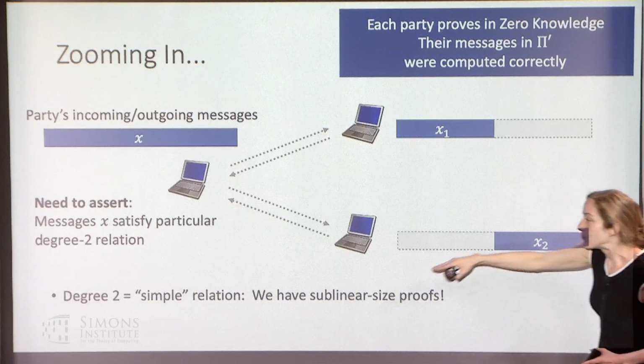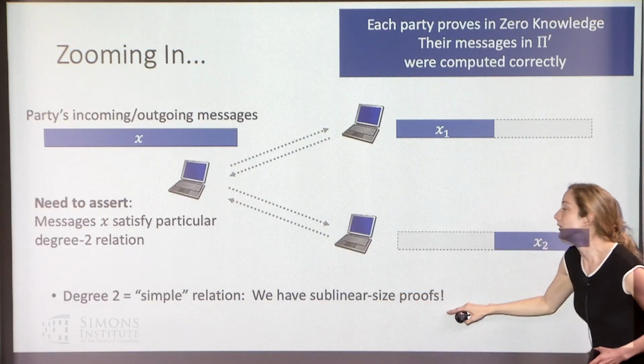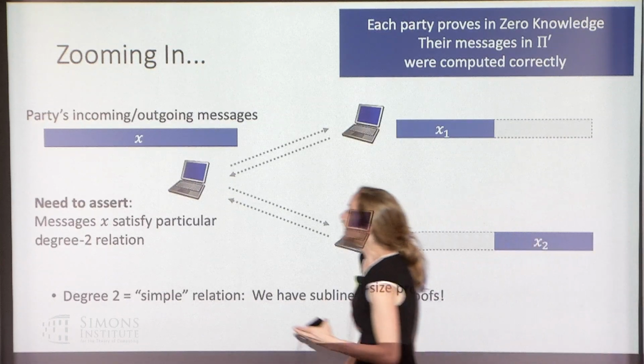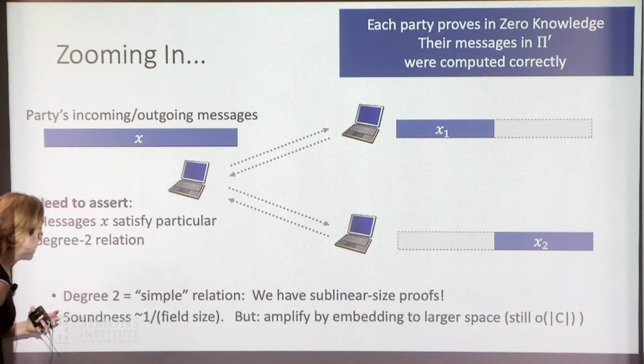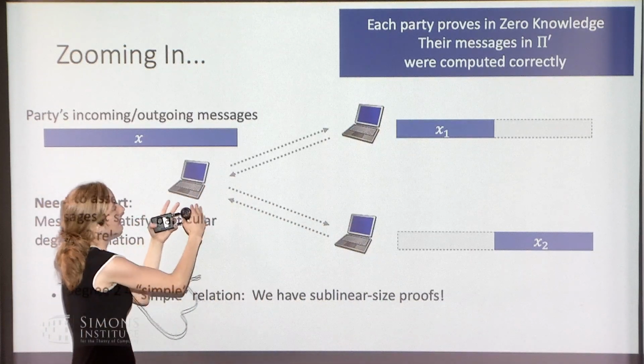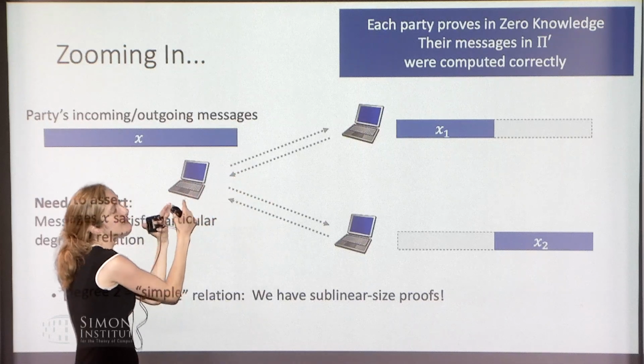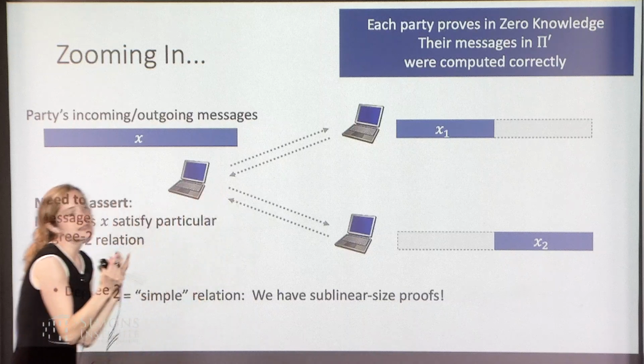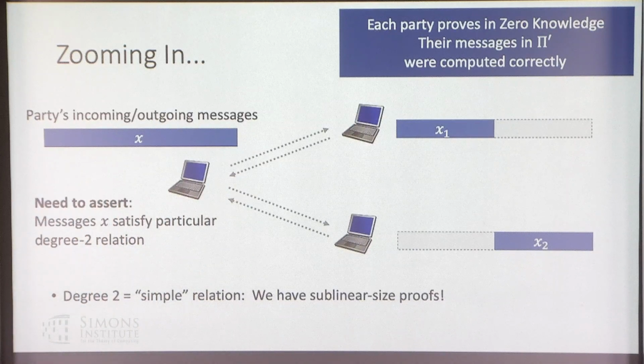And so here this is an example of one of the simple relations. We have these fully linear PCPs with sublinear size proofs. So that means that the communication that we're going to have here, in order to prove to you guys, I basically have to additively secret-share this proof and send it out, but this is going to be sublinear in the size of the circuit that we were computing.